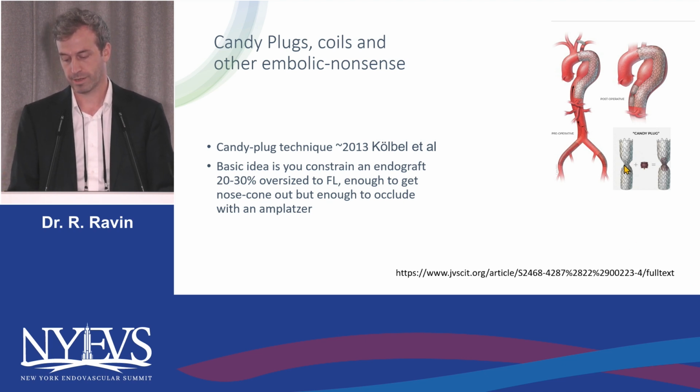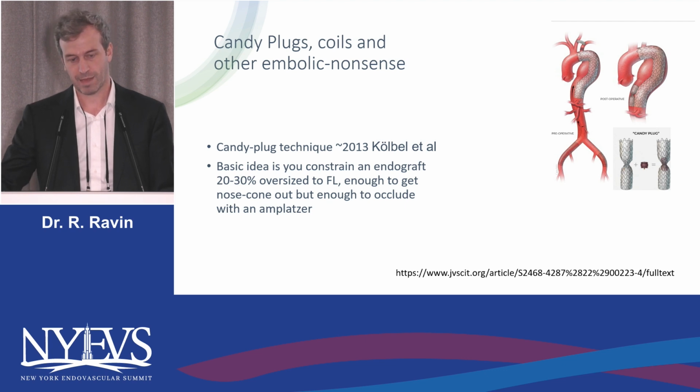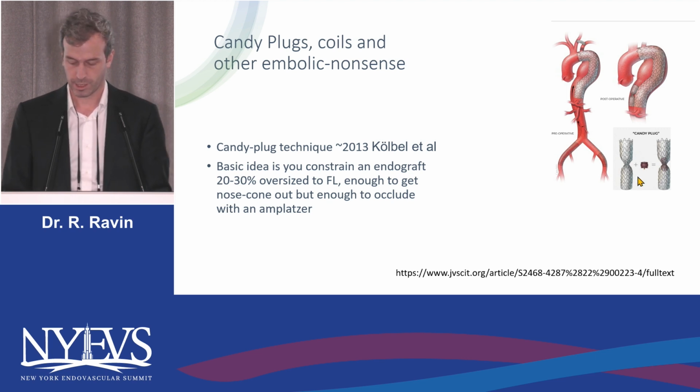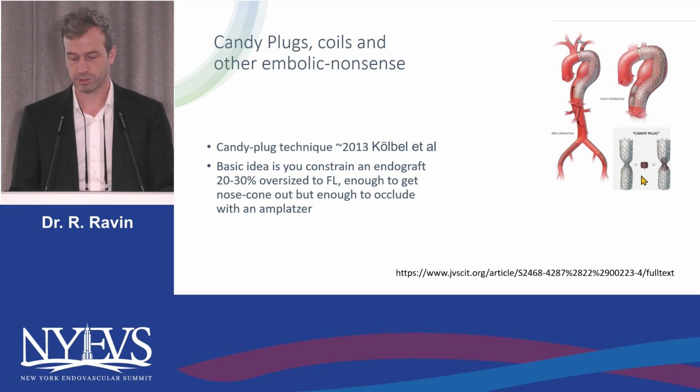Usually what happens is on the back table, they open the device, put a constraining suture around the midsection, reconstrain it, put it in the patient, deploy it, have enough room to get the nose cone out, and then you have this kind of stenotic stent graft in the false lumen, which you then embolize with an Amplatzer plug. People have done this in a whole bunch of different ways. Some people will telescope a stent over a smaller stent, like an iliac stent, over the thoracic piece, but there's a lot of ways to accomplish it.